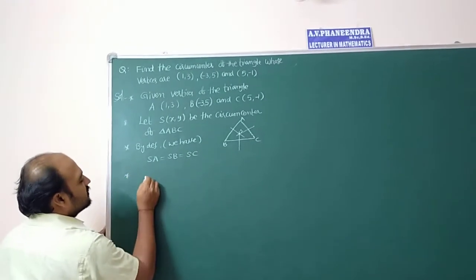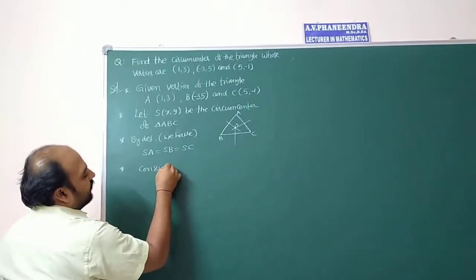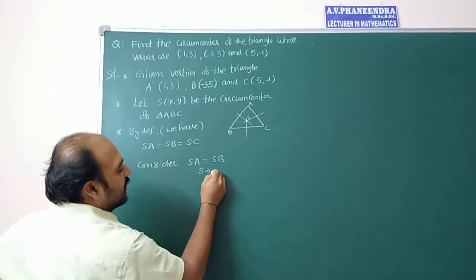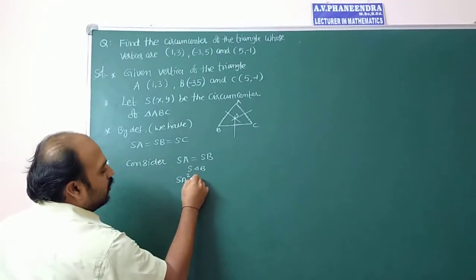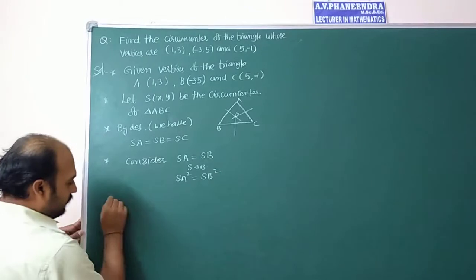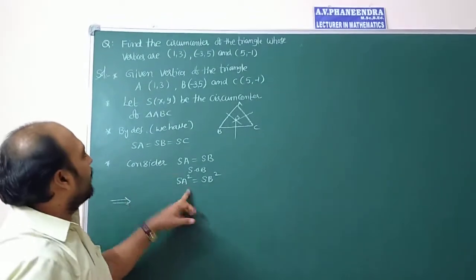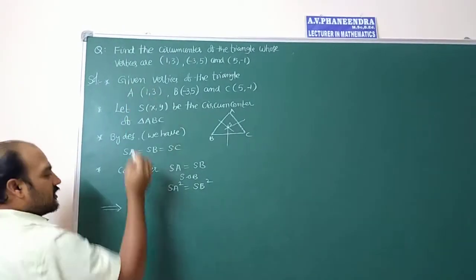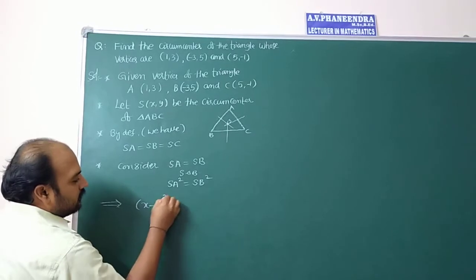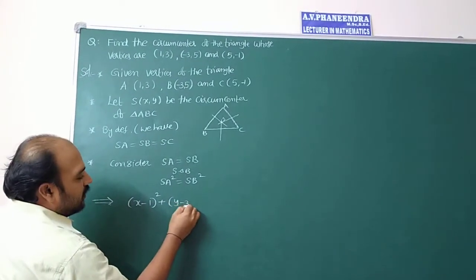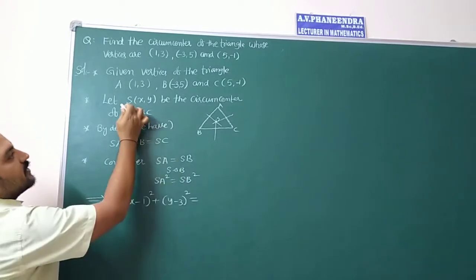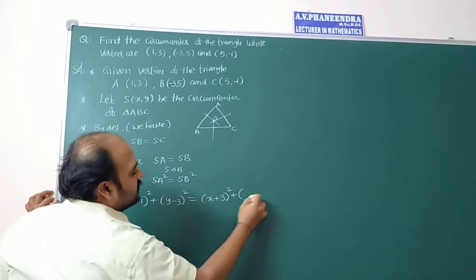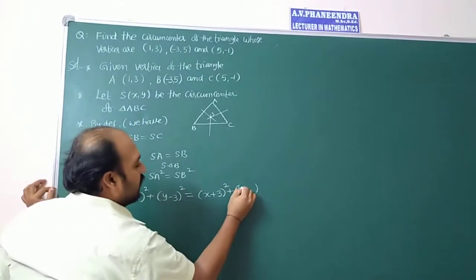Now first step is, consider SA is equal to SB. Squaring on both sides, SA square equal to SB square. That implies SA square means distance between these two. Whenever square is there without root, we have to write (x minus 1) whole square plus (y minus 3) whole square is equal to SB square, (x minus of minus 3), (x plus 3) whole square plus (y minus 5) whole square.